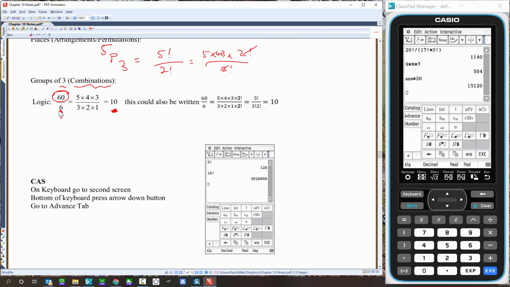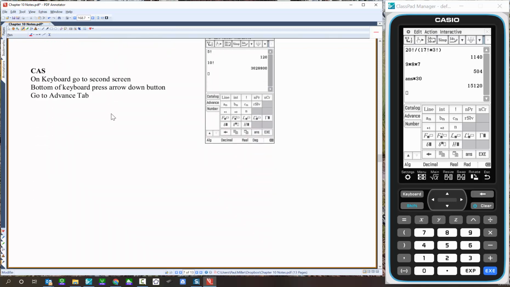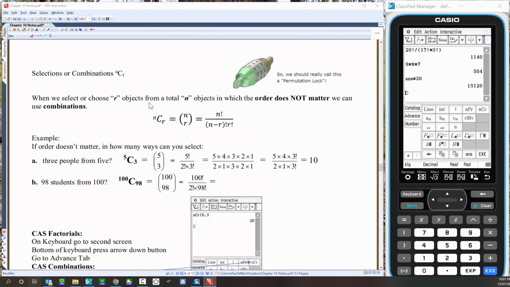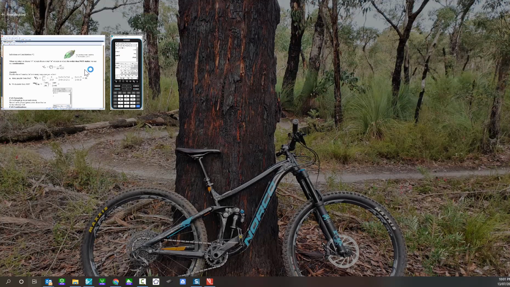And notice that that 6 can be written as 3 times 2 times 1. And with a bit of fancy number manipulation, 60 over 6 is the same as 5 times 4 times 3 times 2 factorial over 3 times 2 times 1 times 2 factorial. Rewrite it like that to get the 10. Now, why would I do some of this fancy footwork if logic tells me that that's what I have to do? Well, it's handy because that's the formula. All right, so if I'm doing it via the formula, come back.